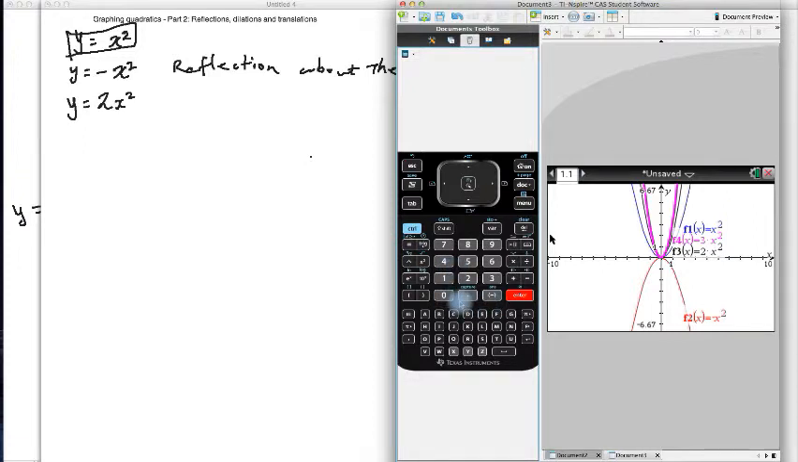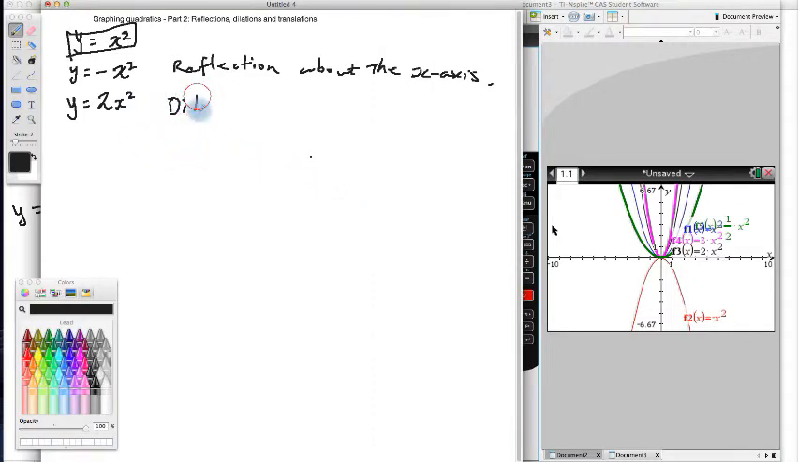Let's try y equals half x squared. Let's use our fraction input, half x squared. And there we go. It's become sort of fatter, if you like, more wide. Okay, so what this is called is a dilation. Here it's got a factor of dilation of 2, so that means it's skinnier. And if we had a fraction, so let's just use a different number, 3, that would then be fatter.